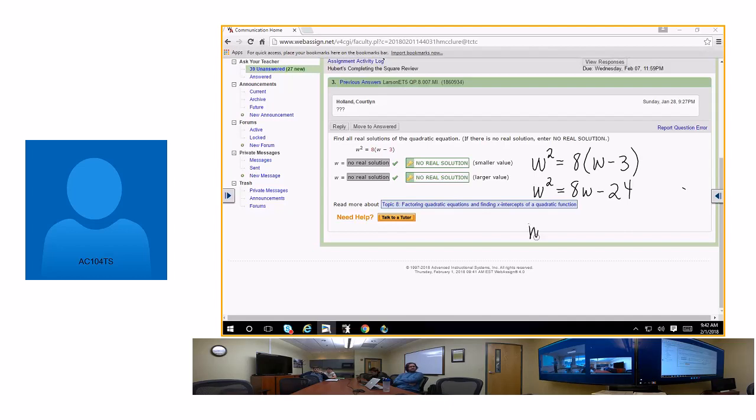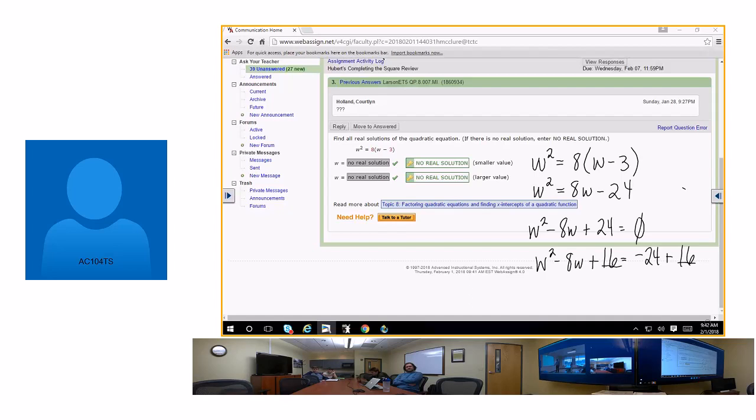W squared minus 8W plus 24 is equal to 0. Set it up in quadratic form, and then bring the 24 back over. You don't have to do that. I just do it to show you quadratic form. Minus 8W plus blank is equal to negative 24 plus blank. And half of 8 is 4. 4 squared is what?